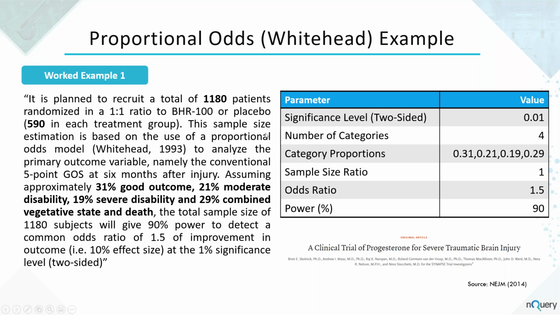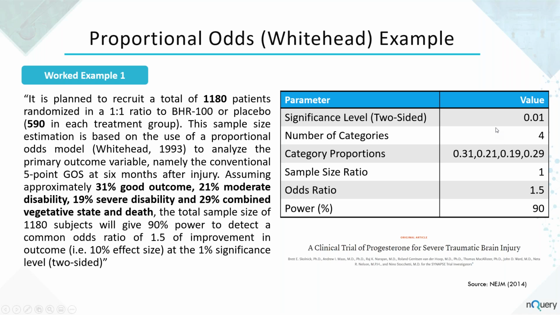So from a sample size perspective, really what we're interested in is that they found 590 subjects per group. I should mention that they did indeed use the Whitehead proportional odds model in order to determine their sample size, as is mentioned here. However, as we'll see, this is slightly different to the answer you'll get if you use this formula directly. So some rounding takes place, but we'll look at that in just a moment.